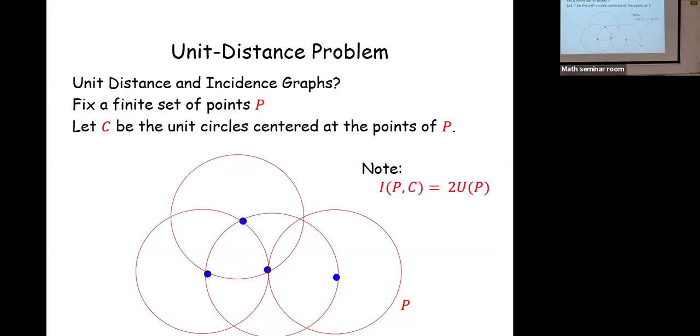And the observation is that the number of incidences between these n points and the n unit circles that I just drew is exactly twice the number of unit distances. Because every time I had a unit distance, I had a circle. If I had two guys at distance 1, the circle centered around this point is incident to this point. This is 1 incidence, and the other way around for this one. So it contributes exactly 2 incidences. So the number of incidences is twice the number of unit distances.